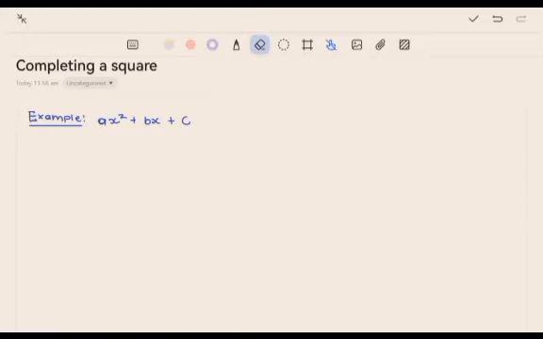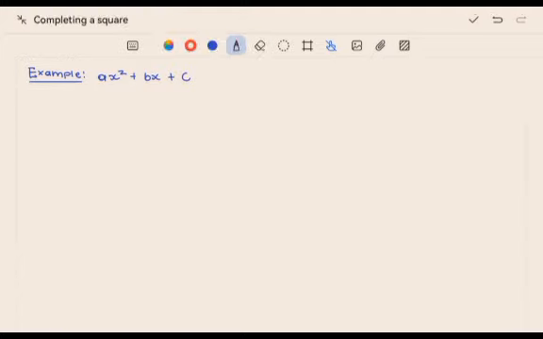Good day, everyone. Today I want to share a neat algebra trick called completing the square. It might sound fancy, but it's really just a way to turn any quadratic expression into something you can recognize: a perfect square plus something a little extra on the side.